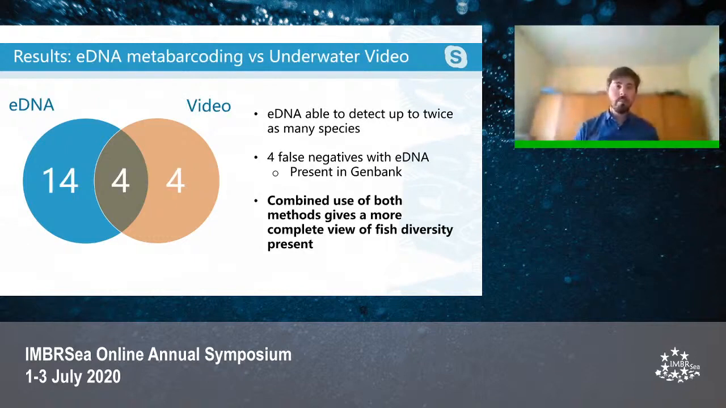When we then compare both eDNA and video, we can see that video is able to resolve far fewer species than eDNA, which is able to detect up to twice as many species. But we can still see that 4 are unique to video, which shows that there are still at least 4 false negatives with eDNA. And we've checked their data in the online database, and they are present there. So gaps in databases is not the cause of these false negatives.